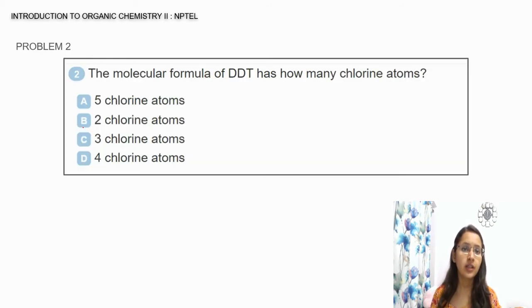Now, coming to problem 2. Here, the molecular formula of DDT has how many chlorine atoms? It is a very straightforward question. You just have to know the molecular formula or the chemical structure of DDT and then you have the answer.